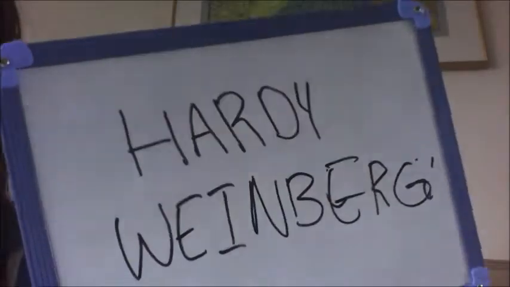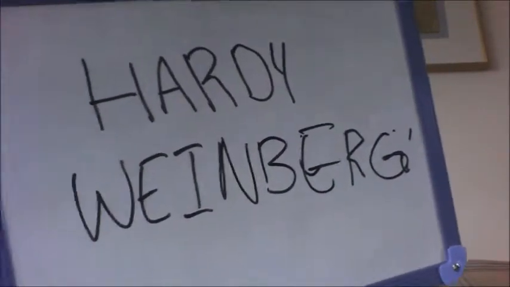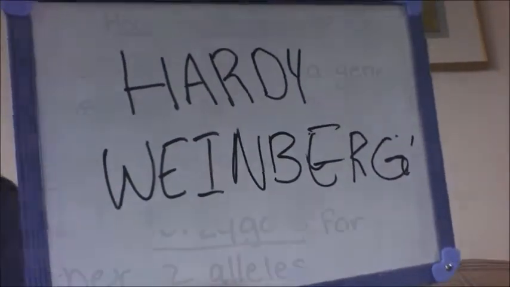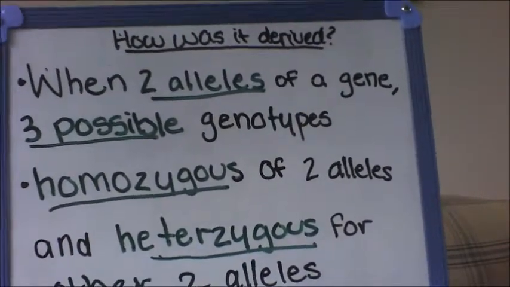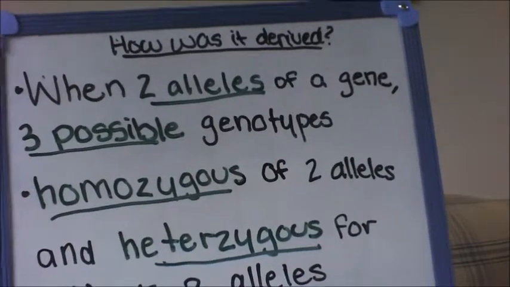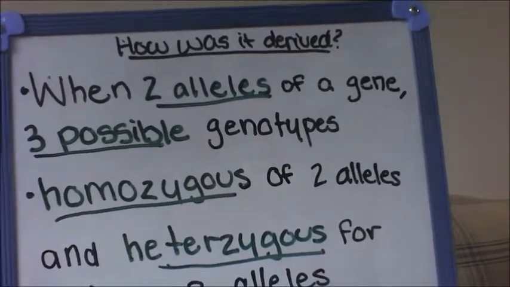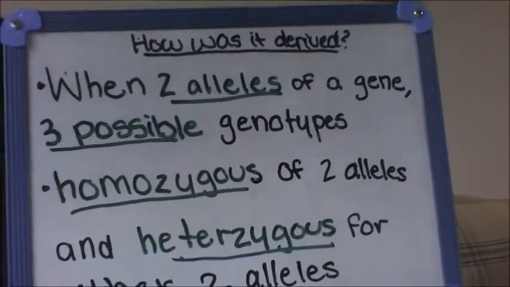In this video, we're going to talk about how the Hardy-Weinberg theory was derived and how to solve Hardy-Weinberg problems. So before we start going into how to solve a Hardy-Weinberg problem, we're going to talk about how the principle was derived. When there are two alleles of a gene, there are three possible genotypes.